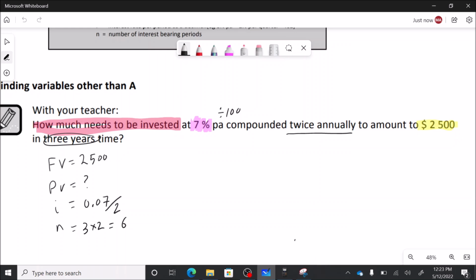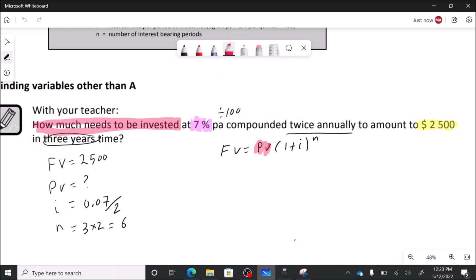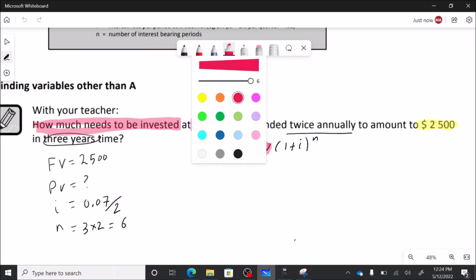So if we go and write down the formula, we want to make the present value the subject of the equation. Okay, so we want PV on its own. Now with these brackets and that power of N there, this looks like it might be a complex thing to do, a complex manipulation, but it's actually relatively simple.